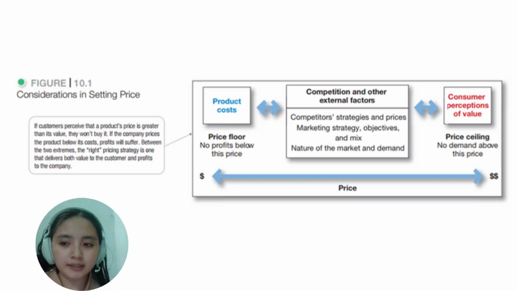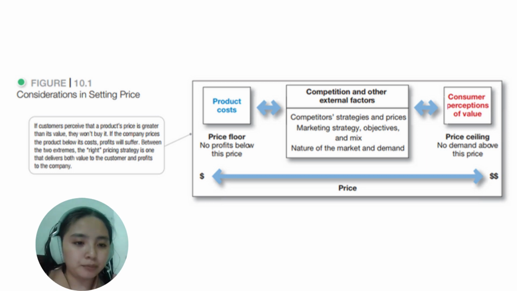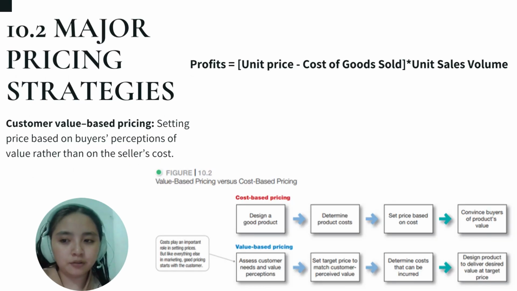Okay, at the same time, pricing is the number one problem facing many marketing executives, and many companies do not handle pricing well. Some managers view pricing as a big headache, preferring instead to focus on other marketing mix elements. So figure 10.1 represents how price affects the company. Okay, next we move to major pricing strategies.